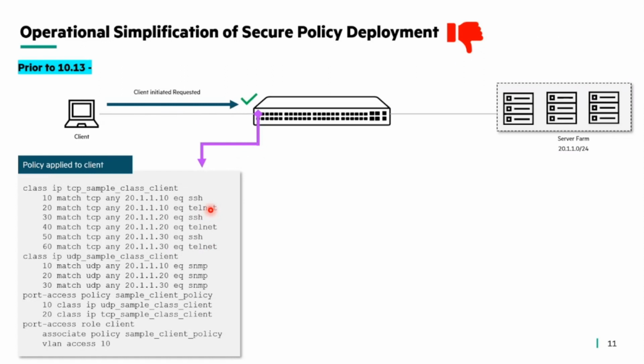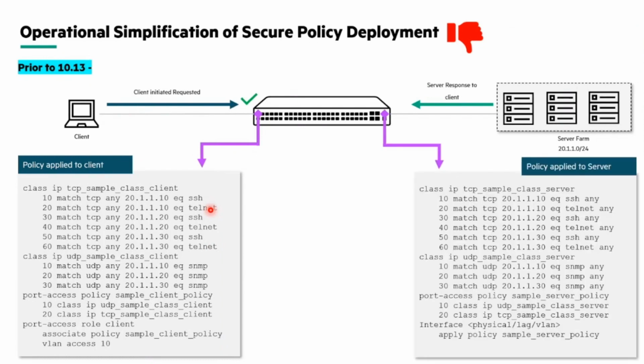Next is the server response to this client-requested traffic. How do we control it? We configure a policy on interfaces like physical interfaces, LAG or VLAN interfaces, and make sure only the permitted traffic can come from the server to the client network. We create a separate policy for this purpose. So we have to have a policy on the client connected interfaces, and we need a policy on the server connected interfaces as well.